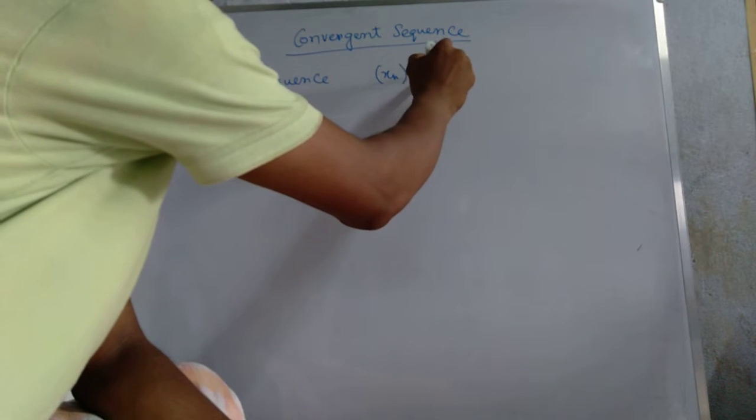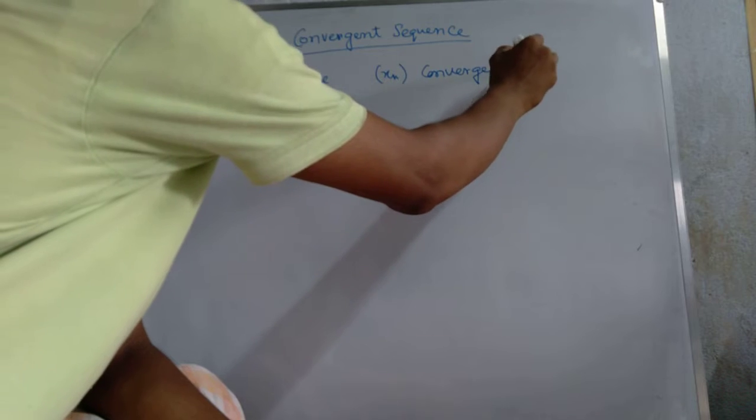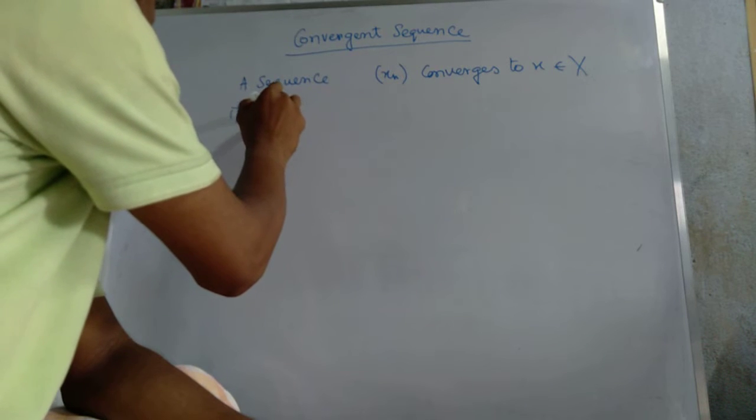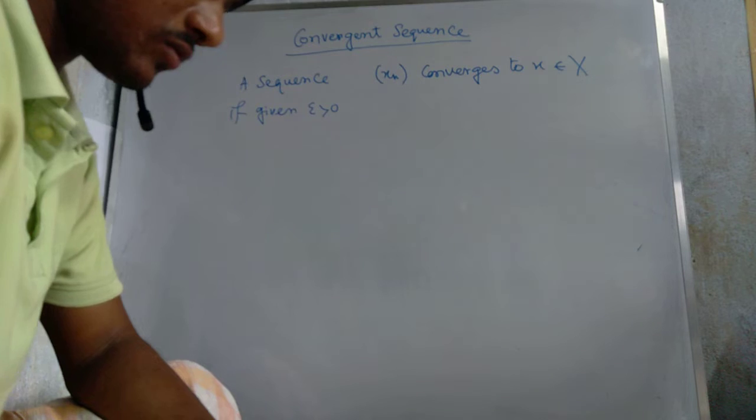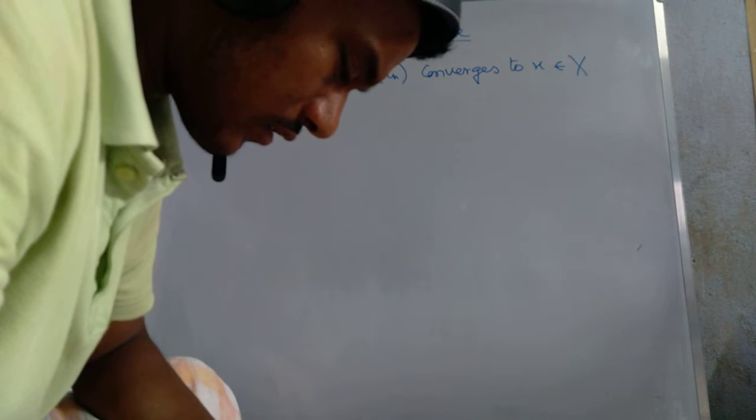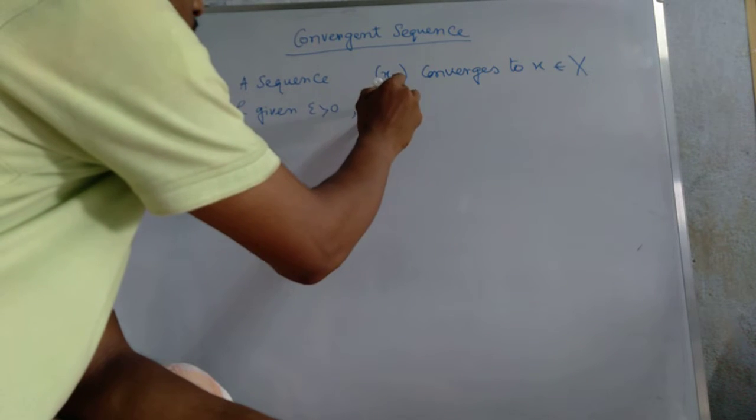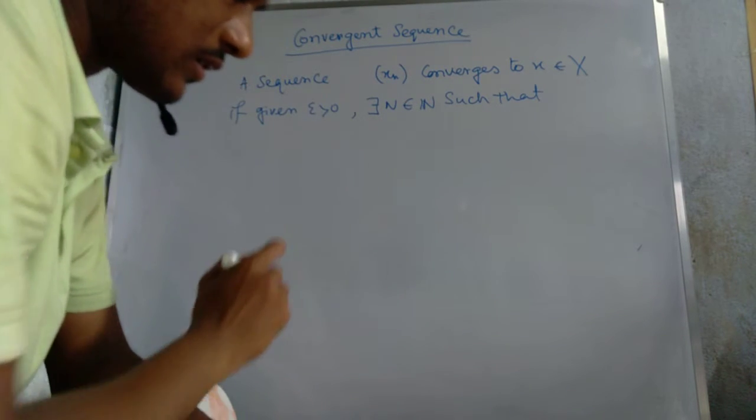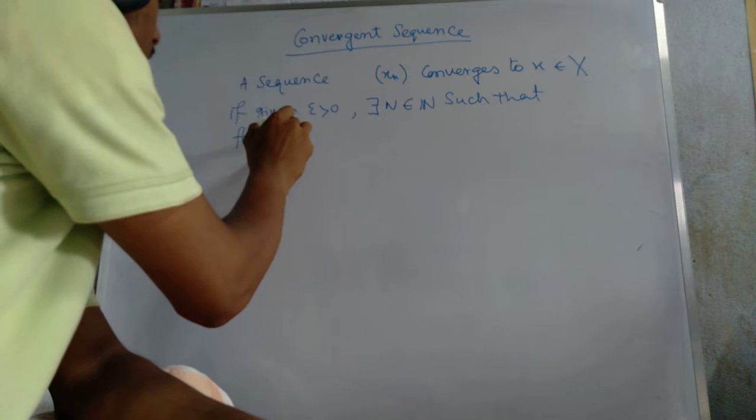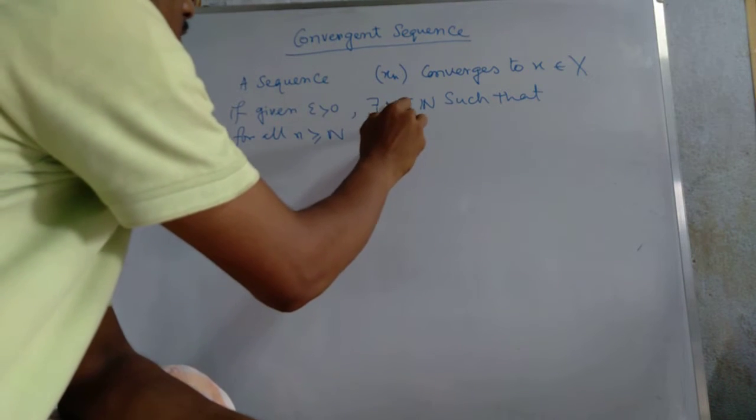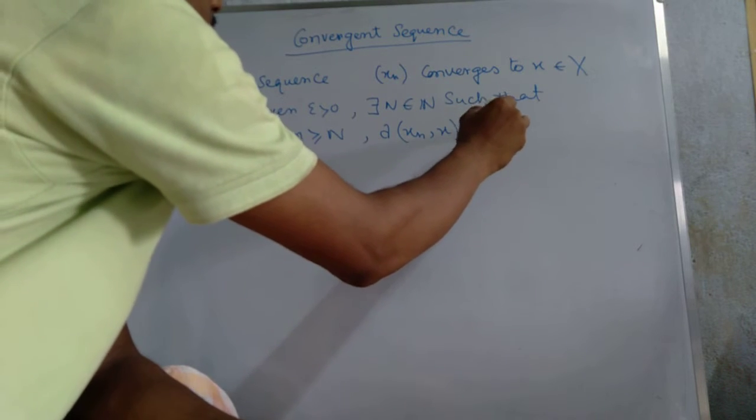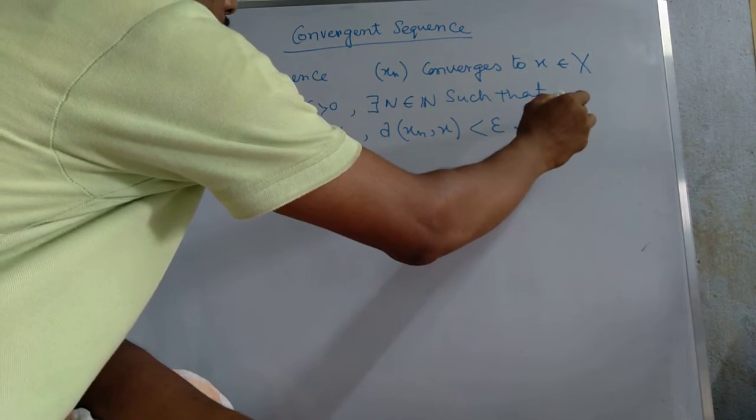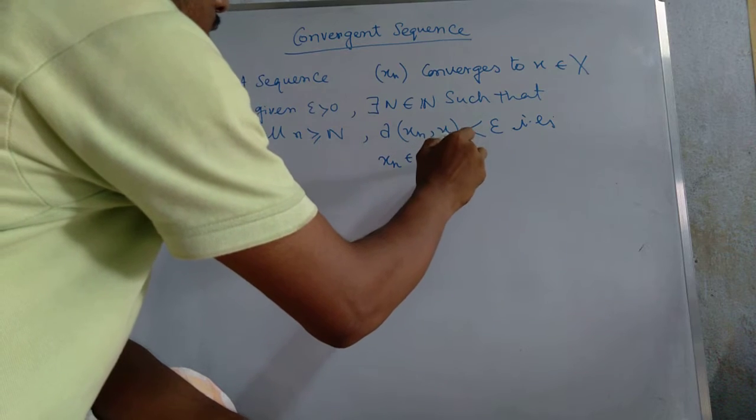Then xn converges to x belonging to X if, given epsilon greater than 0, there exists n belonging to capital N such that for all n greater than or equal to N, d(xn, x) is less than epsilon, or in other words, xn belongs to B(x, epsilon).